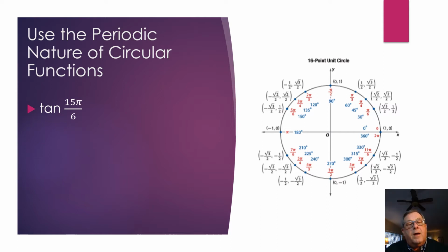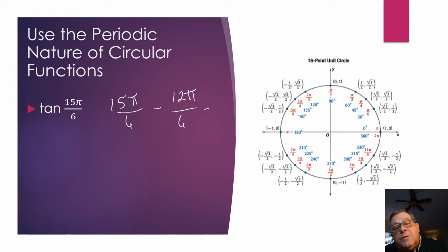I'm trying to figure out how many trips around the unit circle I'm taking. If I express 2 pi as something over 6, that would be 12 pi over 6, right? 12 divided by 6 is 2 pi. So we take 15 pi over 6 minus 12 pi over 6, and that leaves us with 3 pi over 6, which I can reduce down to pi over 2.